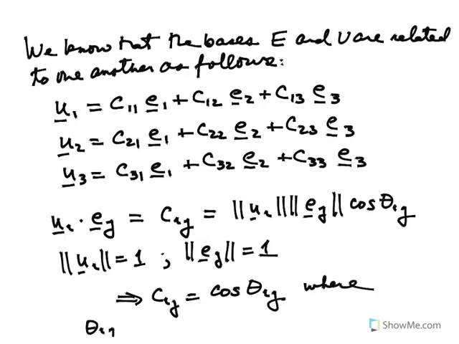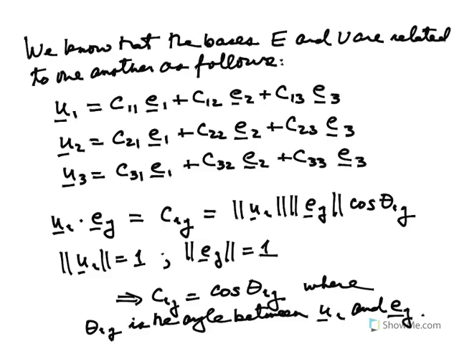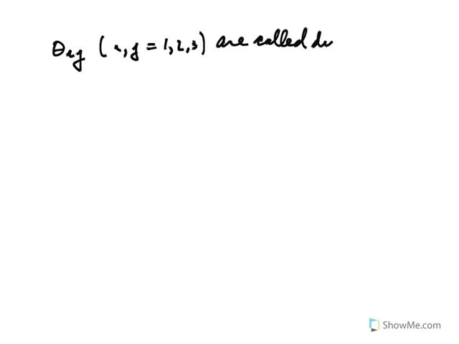where theta ij is the angle between Ui and Ej. So what that means is that we have this relationship through these cosines. These quantities, theta ij, with i and j going from 1 to 3, are called direction cosines.